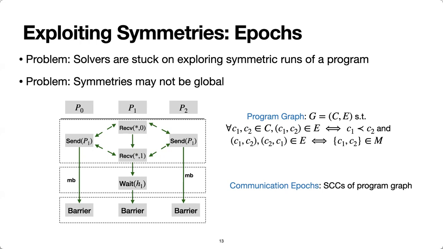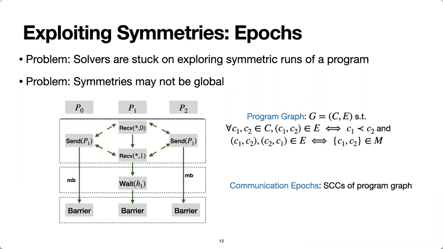events involved in the matches-before relationship. For example, if a send from process P0 and a barrier from process P0 are in a matches-before relation, then this would constitute an edge from the send to the barrier node in my program graph. Additionally, there would be a bidirectional edge between matching events. For example, this send to P1 could match this wildcard receive from process P1. So there is a bidirectional edge that is added into our program graph.